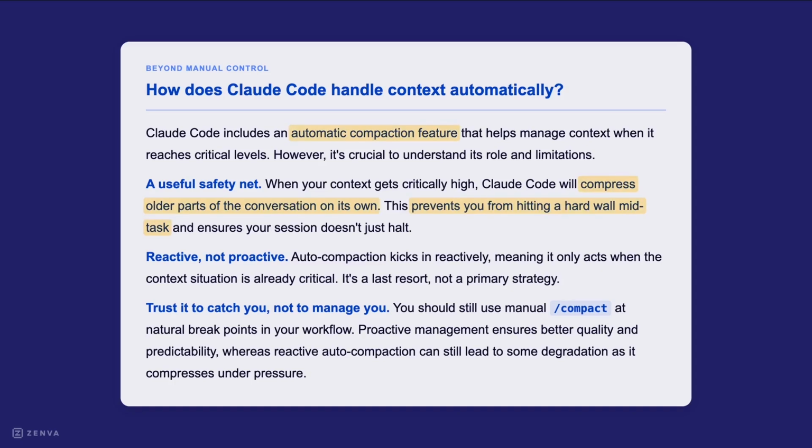First, Claude Code has automatic compaction. If your context gets too high, it compresses all the parts. This stops your session from stopping. This is reactive, not proactive. It only acts when the context is already critical. So think of it as a last resort. It's for emergencies. Trust it to catch you, but don't rely on it. Your management is better. Auto compaction can still make the model's answers worse because it's compressing under pressure.